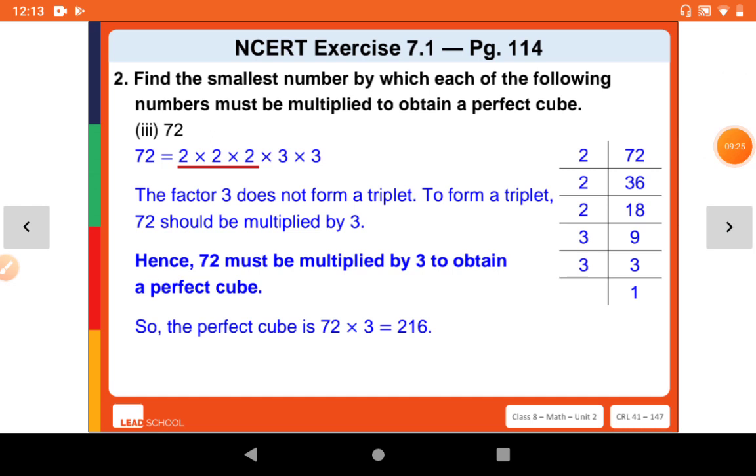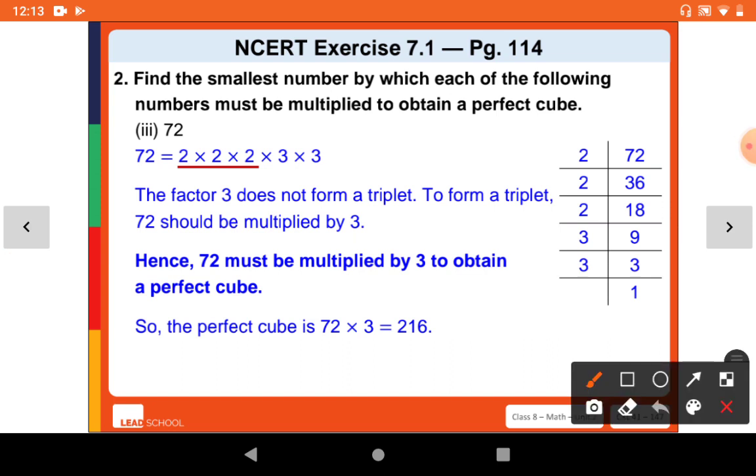Here is part number 3 in front of you. Now first of all we have taken out the prime factorization of 72. Dear students, sometimes doing prime factorization you generally forget using prime numbers. So first of all it must be clear to you that what are prime numbers.